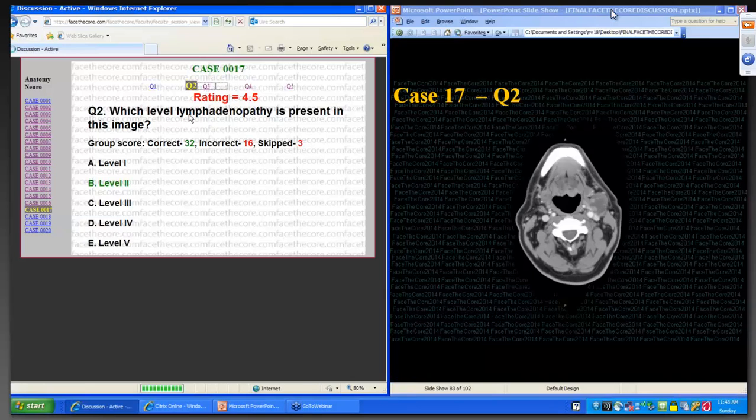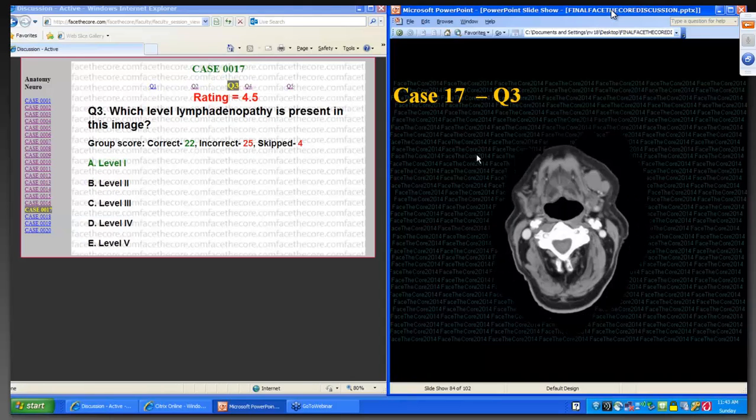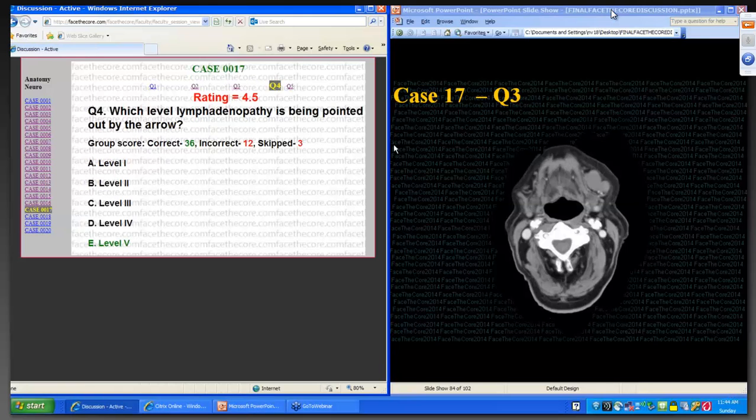And then as opposed to this question, which level lymphadenopathy is present in this image? Remember, we're between the tongue and the platysmal muscle, which we're starting to see a little bit. So submandibular space, these are 2 nodes in the submandibular space, so these are level 1B nodes. So the correct answer there was A.